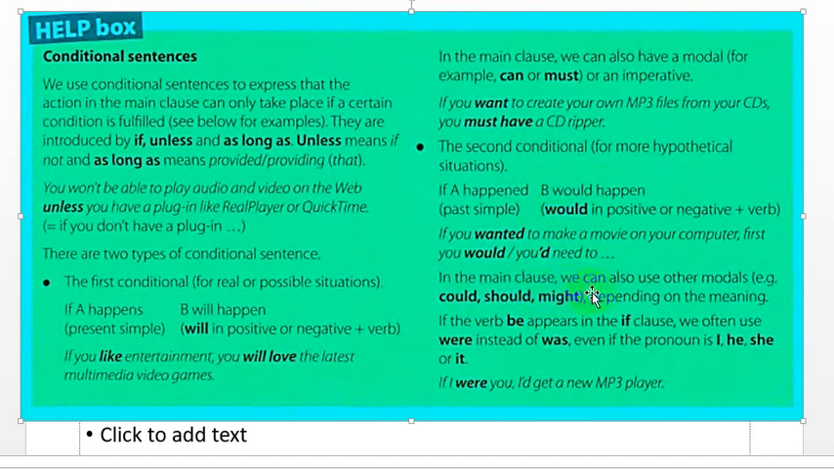In the main clause, we can also use other modals, for example could, should, might, depending on the meaning. If the verb be appears in the if clause, we often use were instead of was, even if the pronoun is he, she, or I. If I were you, I'd get a new MP3 player. Here we don't use I was. If I were, okay.